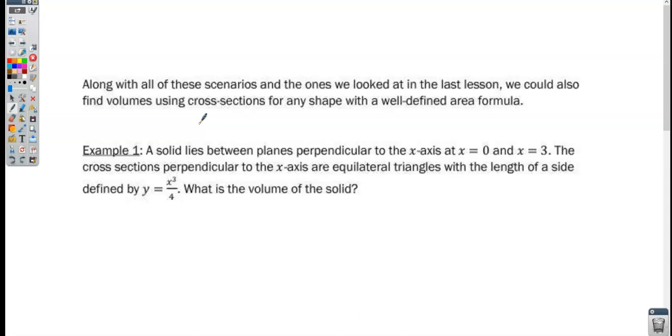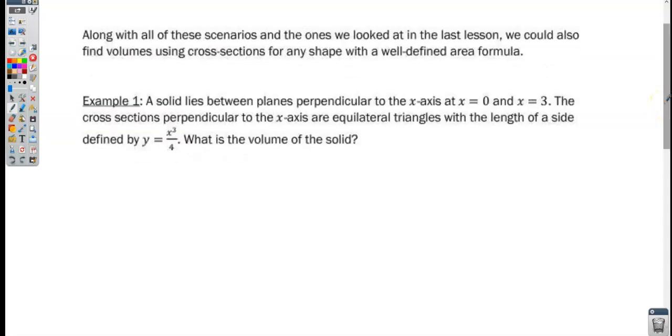I could make a solid where the base is a regular hexagon and the side length is one of the sides of the hexagon. It takes a little bit more work to figure out the volume formula, or the area formula, but I could do it. All right, example 1.